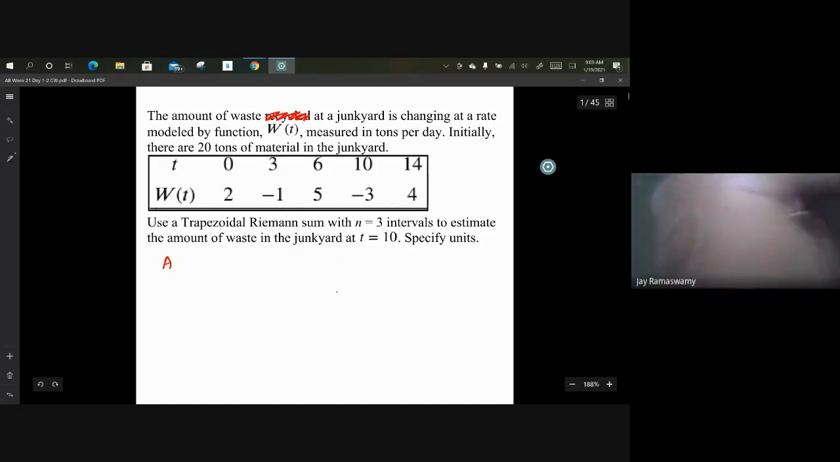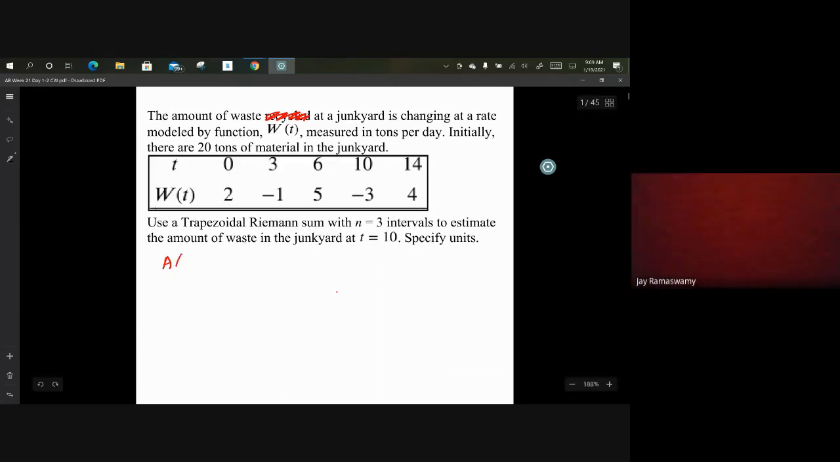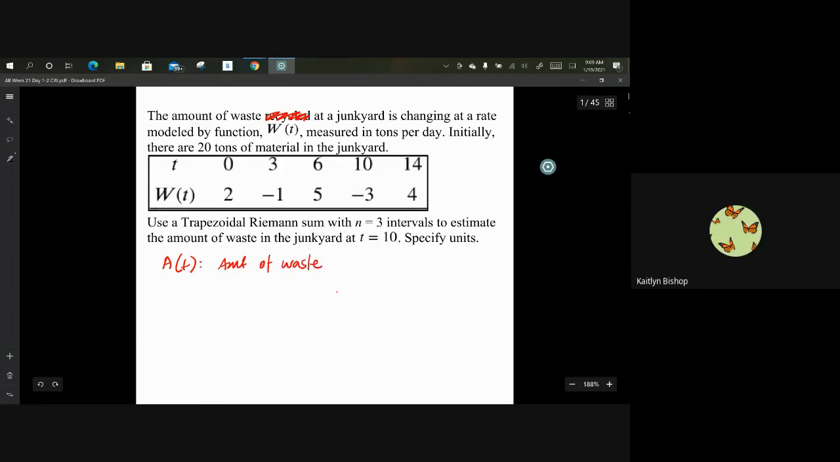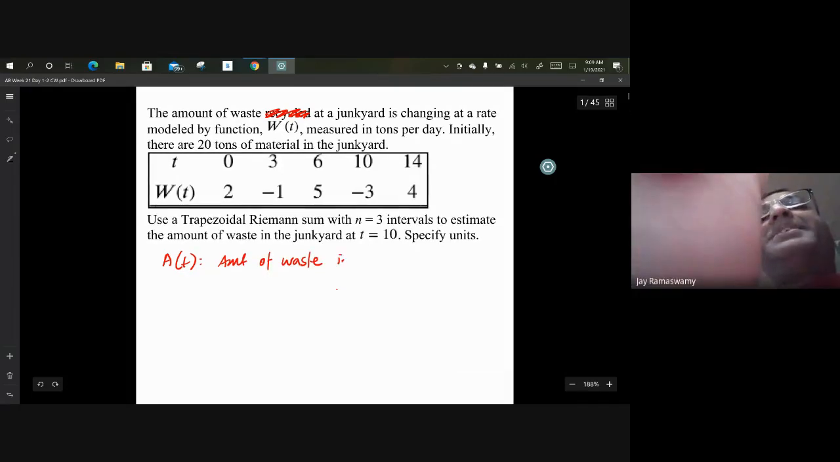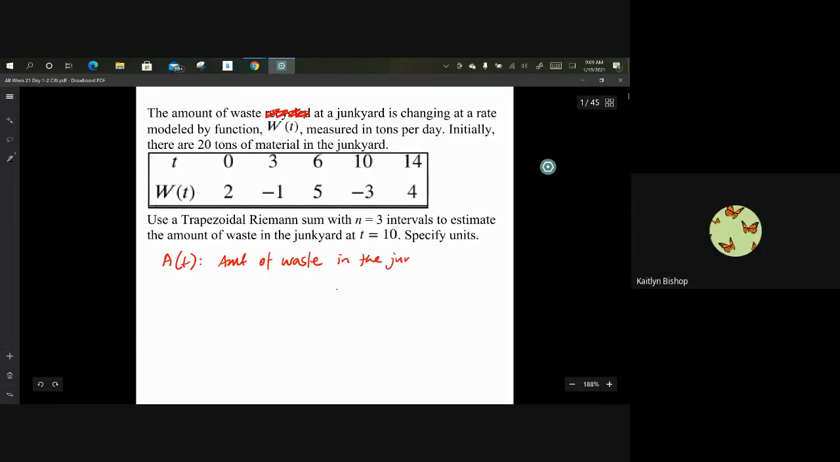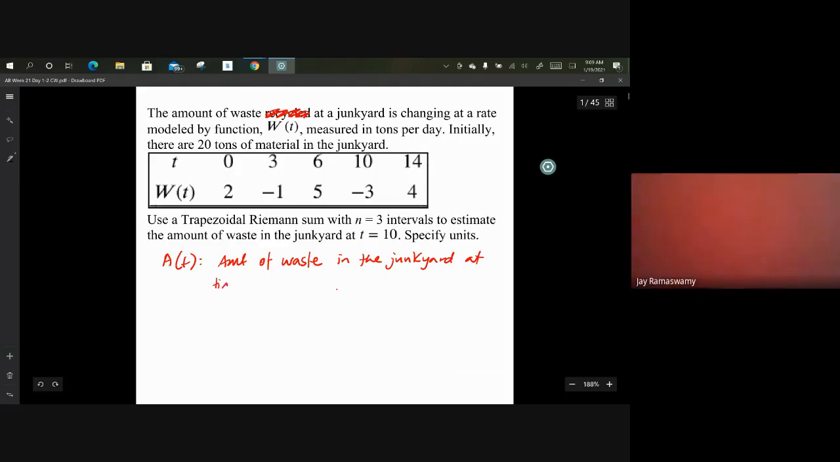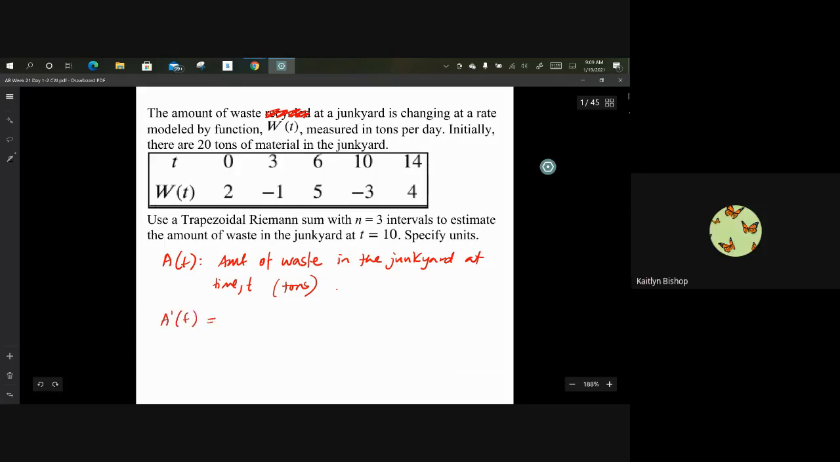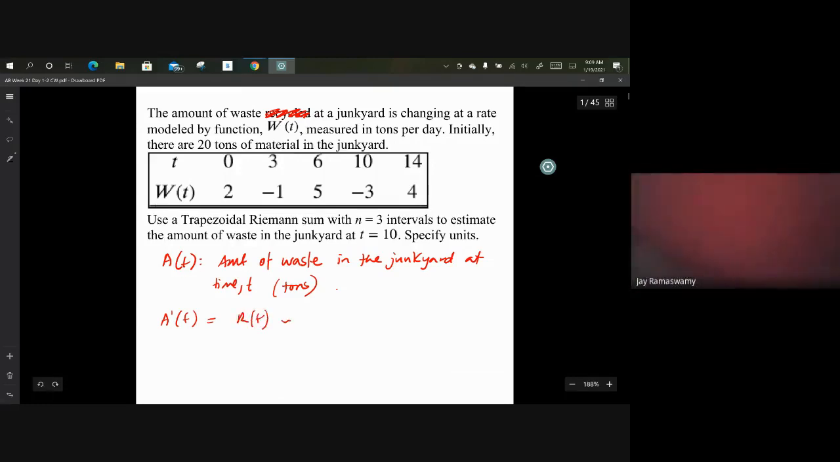Let A of t, because they gave you a rate, just a general rate function. Let A of t be the amount of waste in the junkyard at time t, measured in tons, so that A dash of t is the rate, W of t or R of t, which is the same as W of t here.